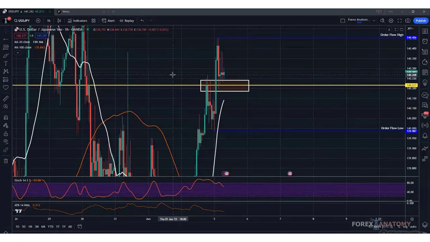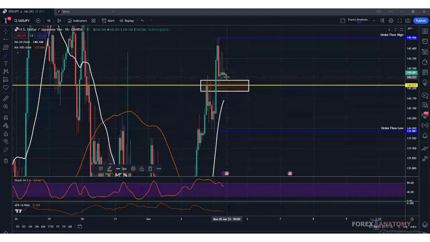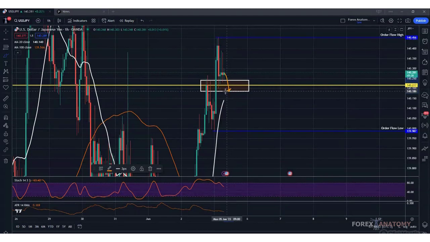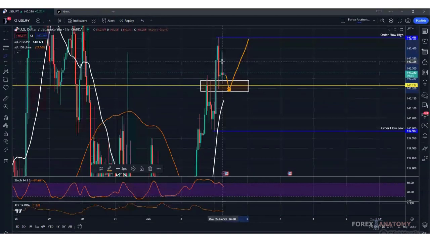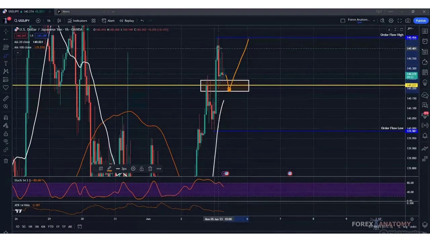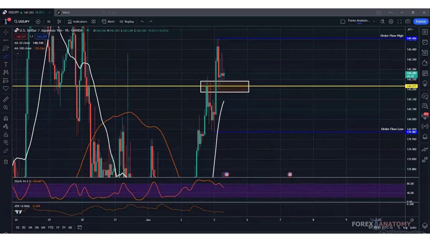What we can expect right now is a deeper correction, a deeper penetration into the zone, possibly, and then for price to eventually rotate higher somewhere in this zone, and then push higher. So that's what I'm expecting on the US dollar, Japanese yen. It's going to retest that zone, push deeper into that zone, and then we're going to see a push to the upside. So yeah, that's what I think is going to happen, but we shall see.